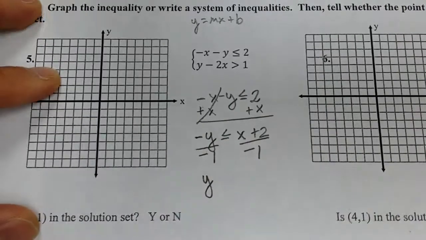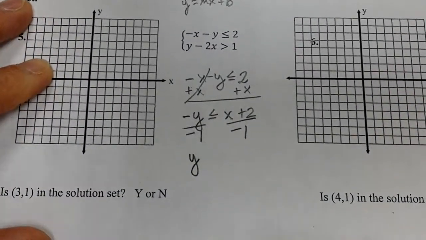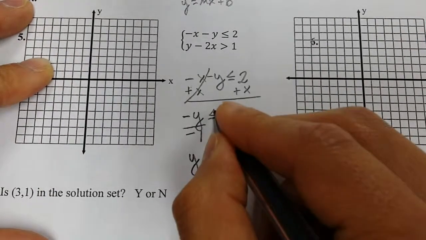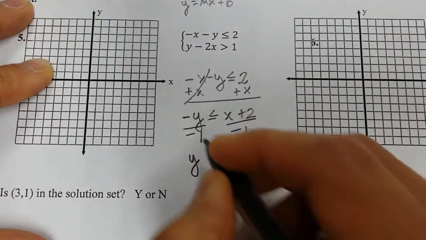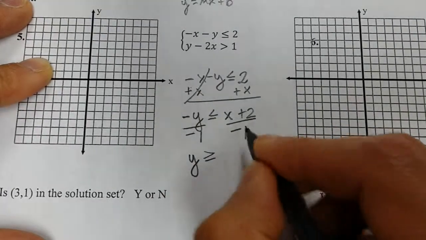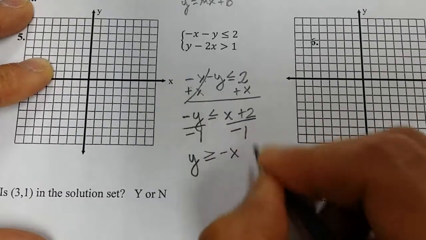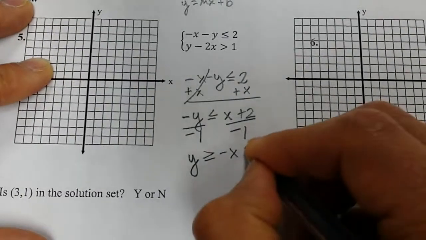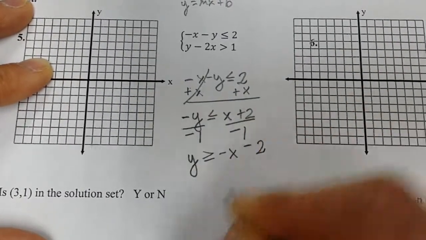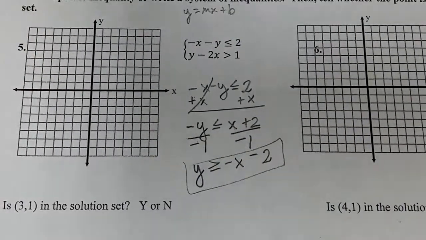Now please keep in mind that when you divide by a negative, the symbol reverses. So from less than or equal to, it becomes greater than or equal to. X divided by negative 1 becomes a negative x. Positive 2 divided by negative 1 becomes a negative 2. So that's one of my new equations.